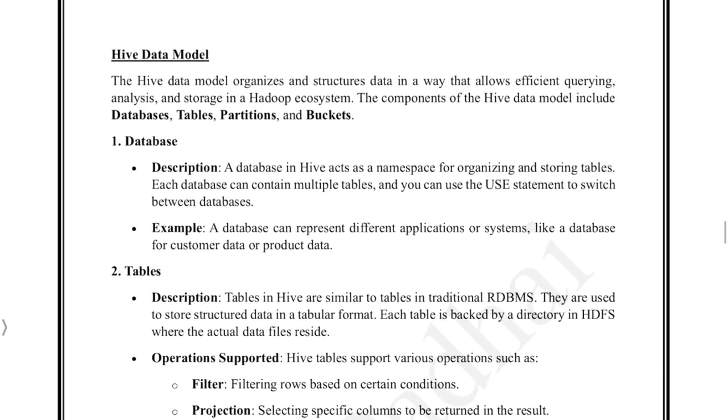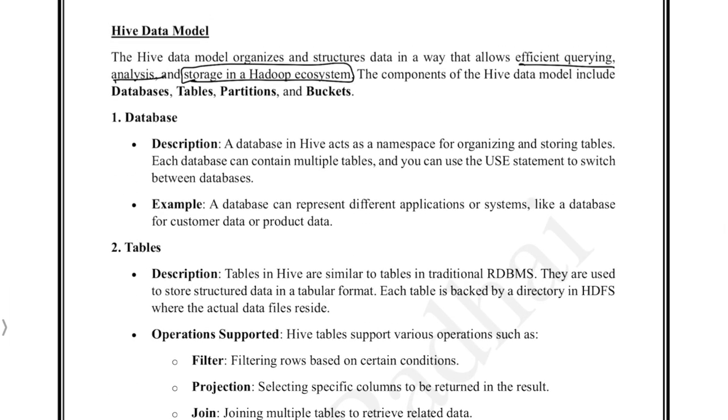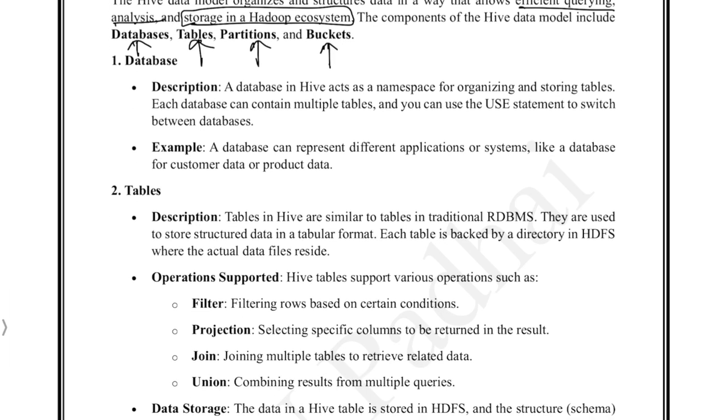Next is the Hive data model. The Hive data model mainly organizes and structures the data in a way for efficient querying and analysis in the Hadoop ecosystem. The Hive data model mainly makes use of database, tables, partitions, and buckets. Database, as the name itself says, in Hive acts as a namespace for organizing and storing the tables. For example, let us consider a student database. That is a database name. Here it is also known as a namespace.